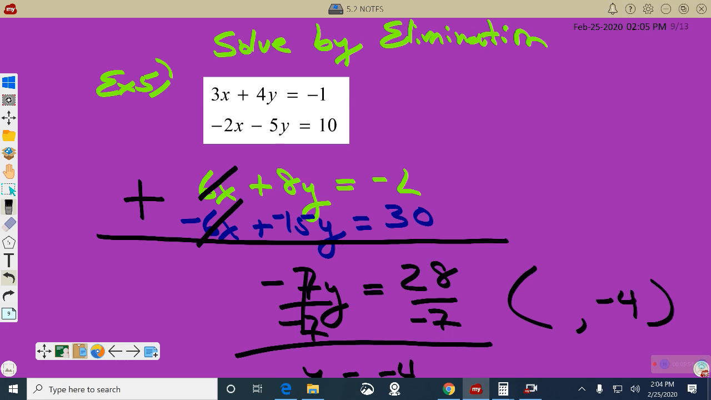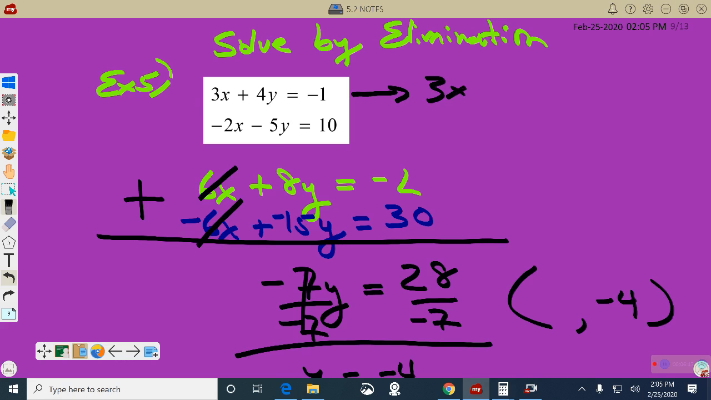So, Dorado, first or second equation, which one should we do? Got it. Siri disagreed with you. She wants to do the second one. All right. Replace y with -4.